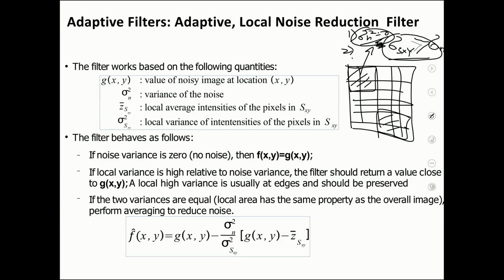Now if the two variances are equal, what does it mean? The variance of the portion of the image and of the noise are equal. It means that there is strong noise, because the variance of the portion of the image equals the variance of the noise. So the variance comes from the noise only.